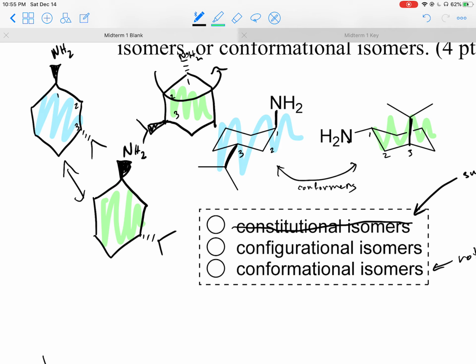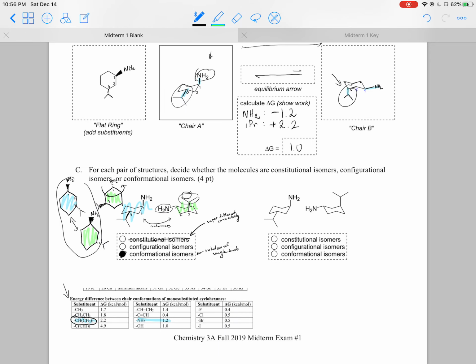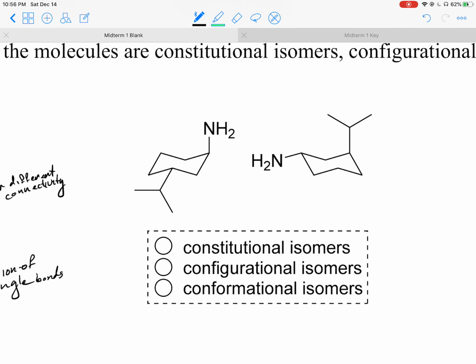But we know that if we were to really flip this over, it wouldn't be exactly the same, because the NH2 would still be equatorial and the isopropyl would still be axial. But they look the same on these projections because they're just the rotation of a single bond. So that's what makes them conformational isomers.